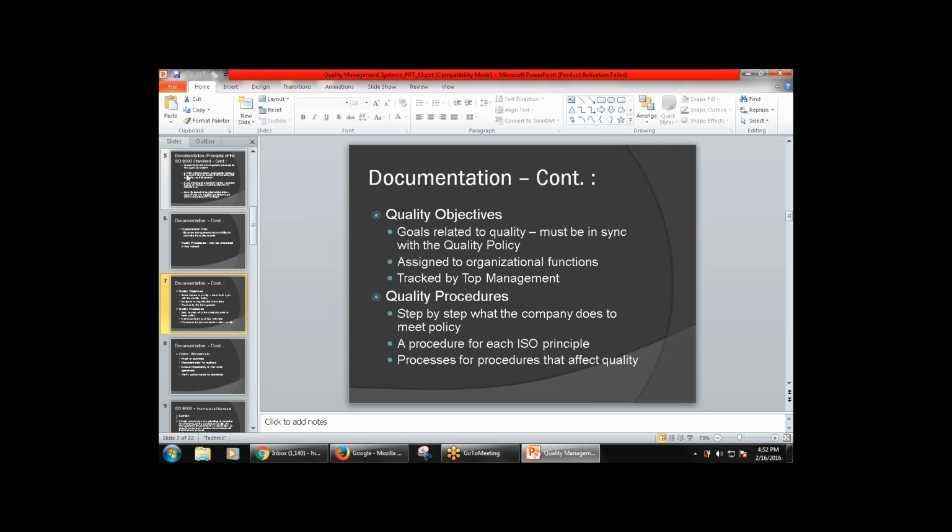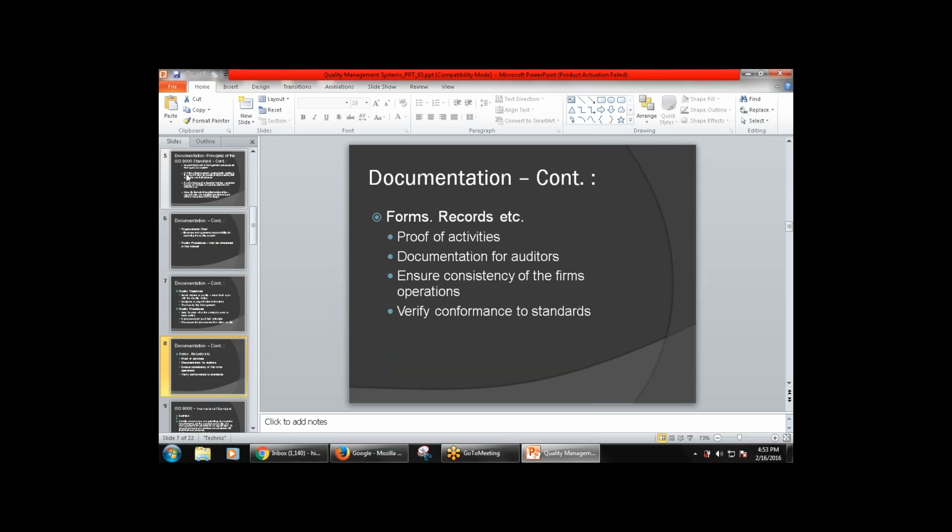So the goal related to quality must be synchronized with the quality policy. Whatever the goal, whatever the objective that is carried out, must be synchronized with the quality policy, and that is assigned to the organizational function. That means every function is assigned some task, and these are the quality procedures.